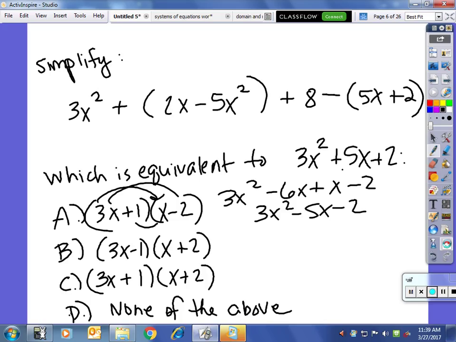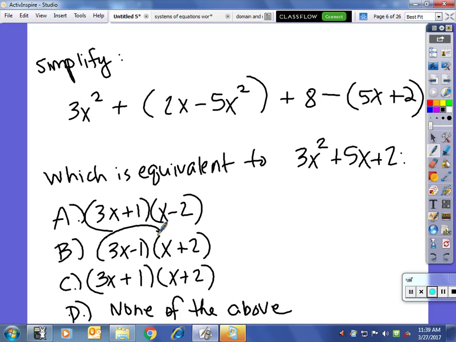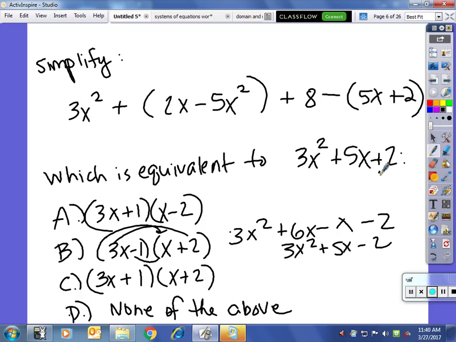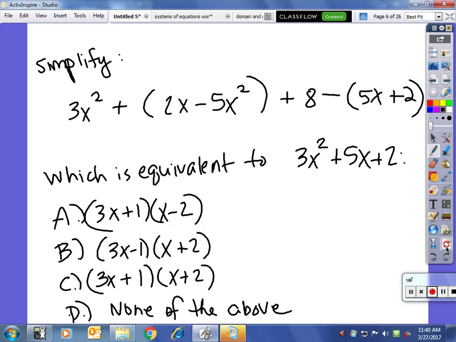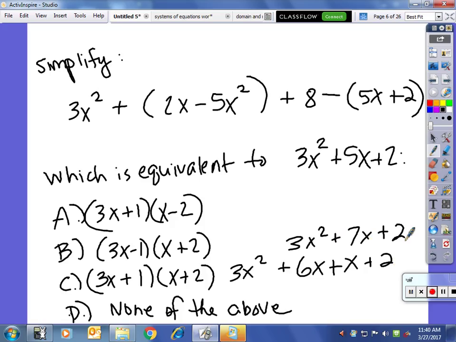So if you are not a factoring person, try guessing and checking. This one would give me 3x squared plus 6x minus x minus 2. This one's closer. I get 3x squared plus 5x, but I still have the wrong sign on the 2. Try this one, and you would get 3x squared plus 6x plus x plus 2. So this one doesn't work at all because you get a 7x in the middle, not a 5x. So none of those choices worked, so you'd have to pick none of the above.